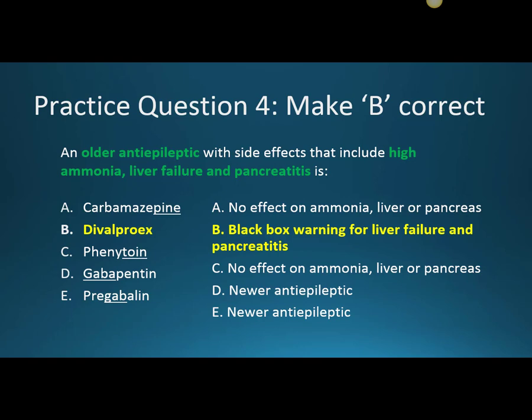So Divalproex has a black box warning for liver failure and pancreatitis. Pancreatitis is just inflammation of the pancreas. So both of them would present as abdominal pain as well as nausea and vomiting, but then liver failure you could differentiate because that would present as jaundice, which is yellowing of the skin. High ammonia just happens because of a buildup of ammonia in the brain, and that would present as confusion as well as nausea and vomiting.